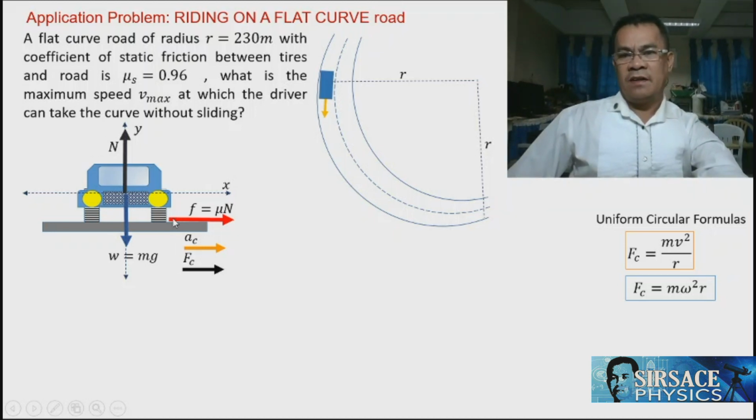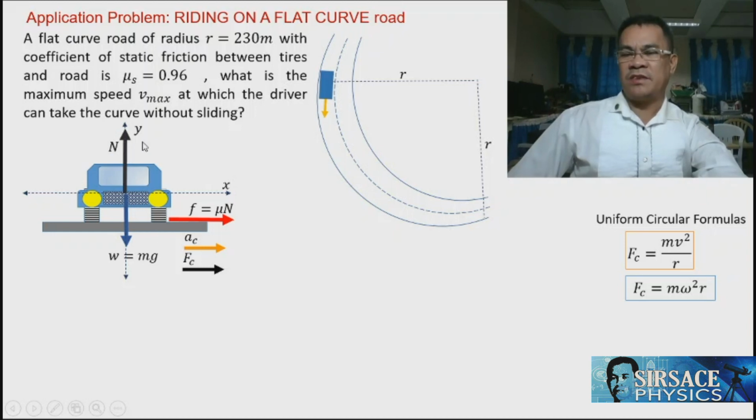So therefore, if we ask how many forces are there in the car, there are only 3. We have the weight, the normal, and the friction, which is directed towards the positive x. So if you sum up all forces along y, take note, the sum should be 0. In that case, we can solve the problem.